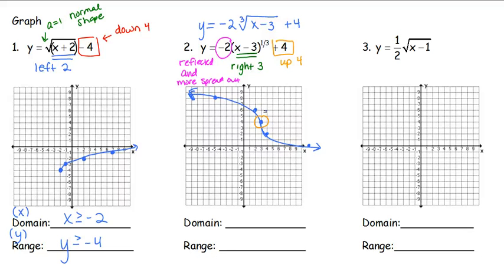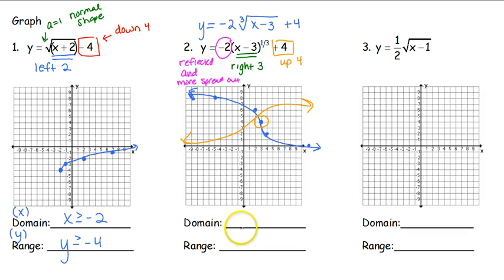And we said because it was a negative 2, it was going to be reflected. So instead of going like this, it has been reflected going the other direction. And the 2 has made it more stretched out or more spread out. So it's kind of got like a wider shape going on here.